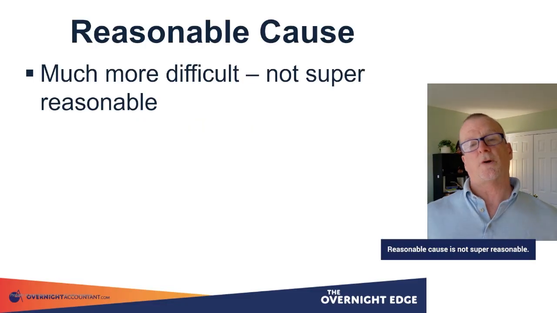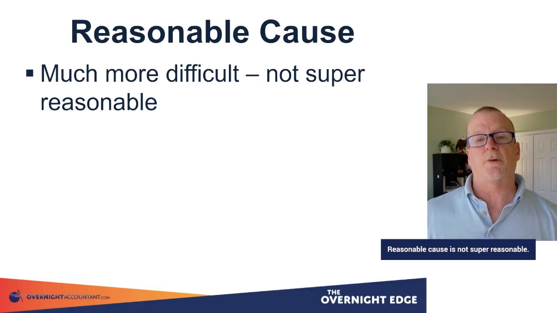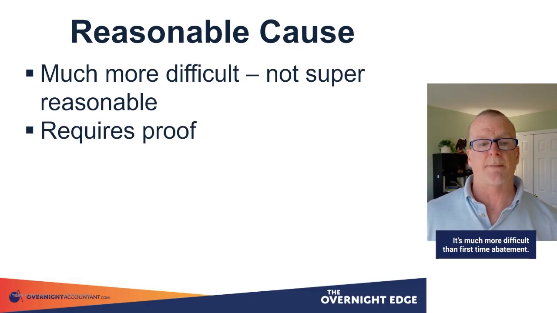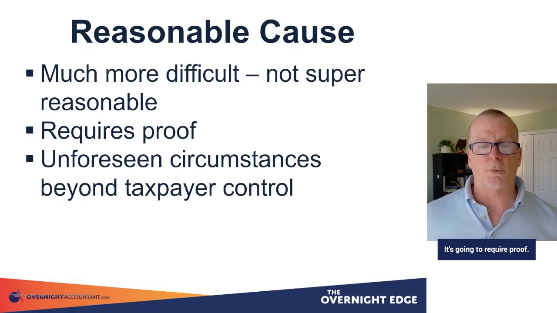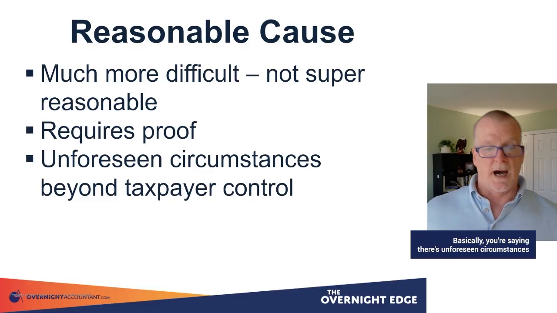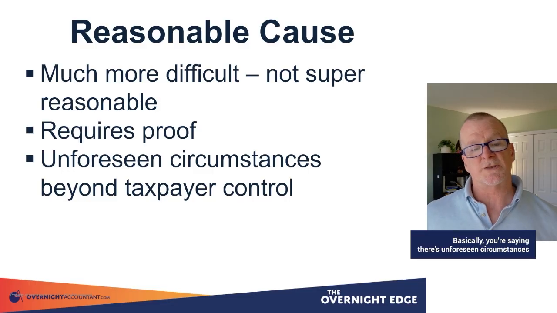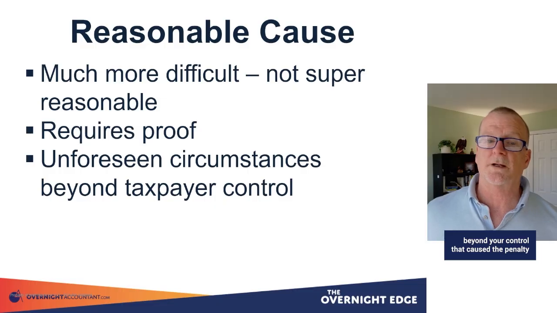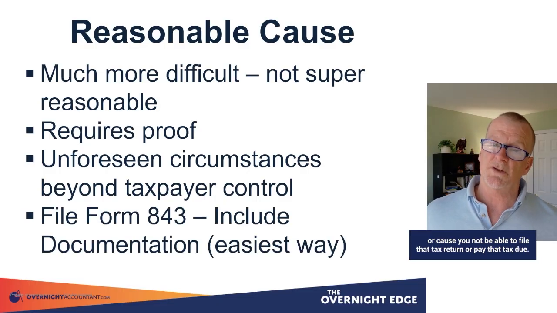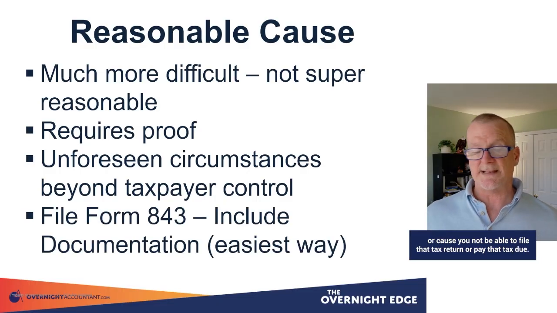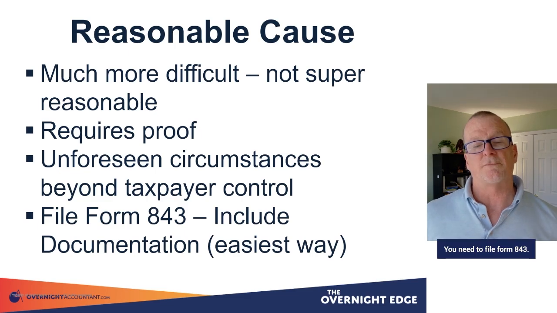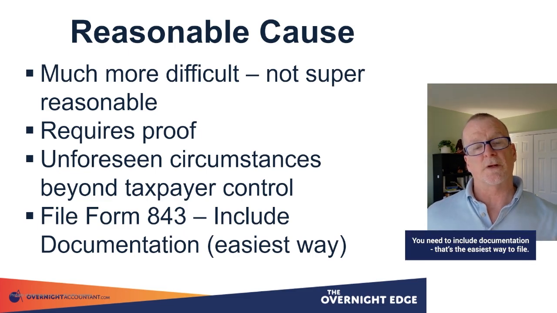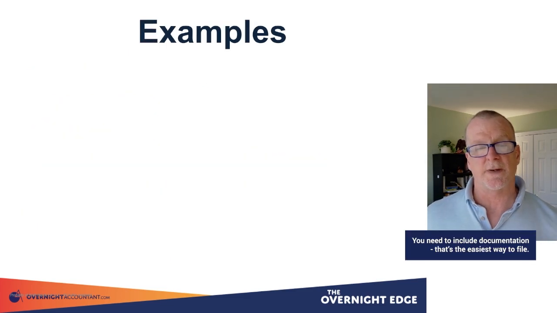All right, reasonable cause is not super reasonable. It's much more difficult than first-time abatement. It's going to require proof. You're going to have to wait around. Basically, you're saying there's unforeseen circumstances beyond your control that caused the penalty or caused you not to be able to file that tax return or pay that tax due. You need to file Form 843. You need to include documentation. That's the easiest way to file.